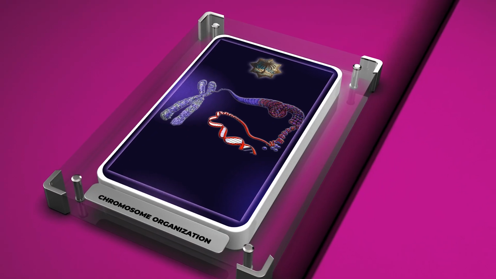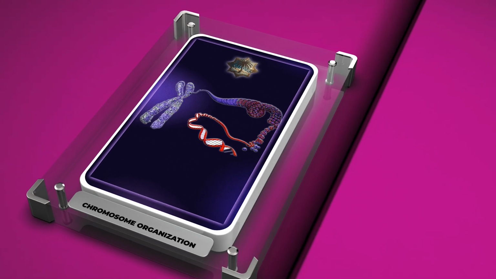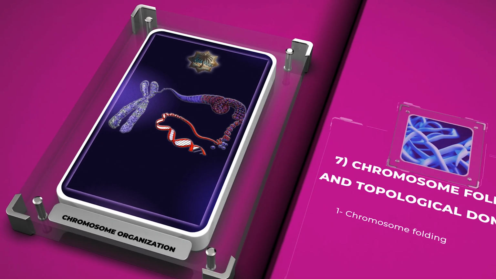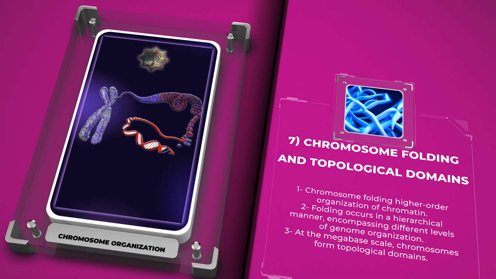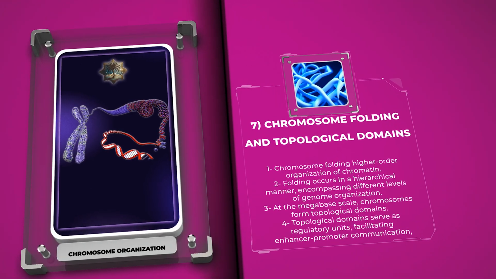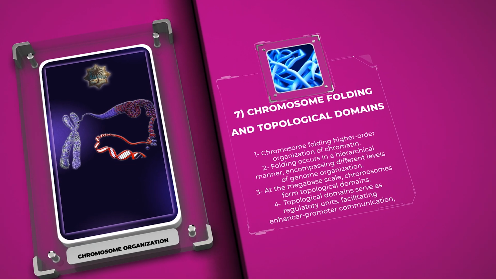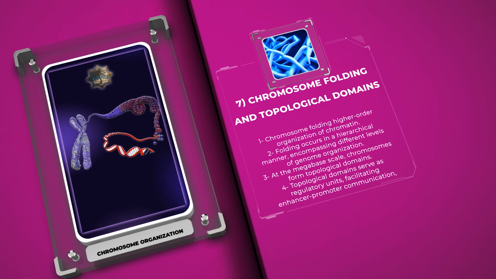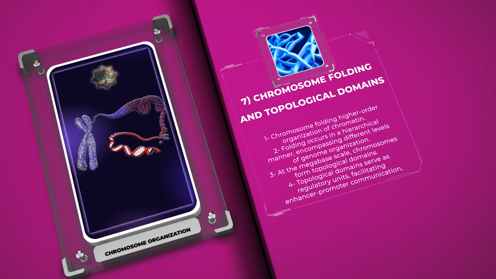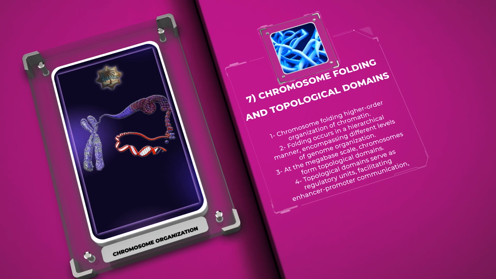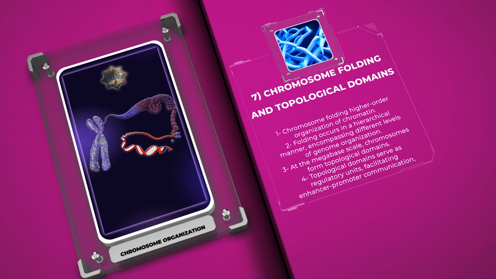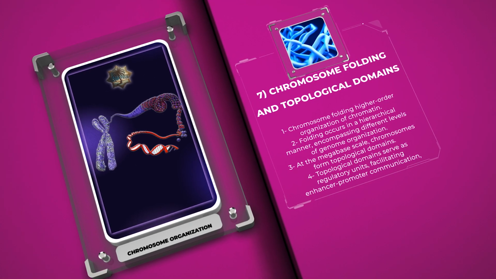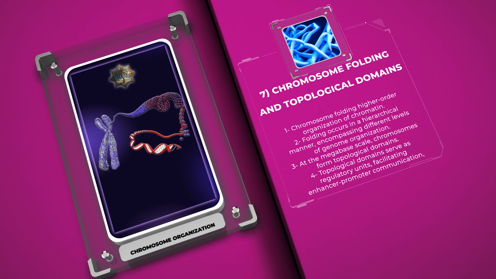Chromosome folding refers to the higher-order organization of chromatin, which influences gene regulation and genome stability. The folding of chromatin occurs in a hierarchical manner, encompassing different levels of genome organization. At the megabase scale, chromosomes form topological domains, which are self-interacting chromatin regions displaying distinct functional properties. These domains serve as regulatory units by facilitating enhancer-promoter communication and preventing the spread of heterochromatin into euchromatic regions.